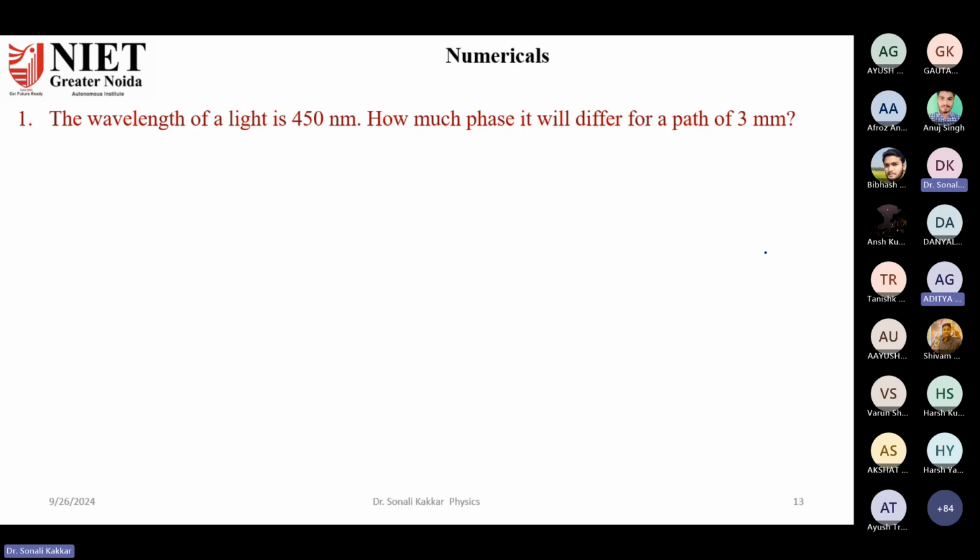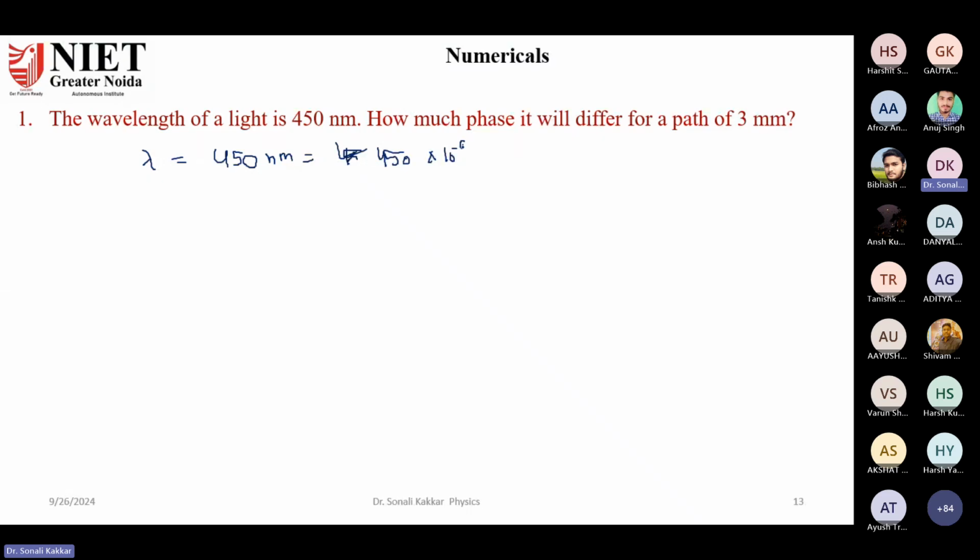Ma'am, 1.3 pi into 10 to the power 4 radians. Ma'am, I'm getting 4.1 into 10 to the power minus 4. What is lambda? Lambda is 450 nanometer, that is 450 into 10 to the power minus 9 meter. You all tell me your answers from here.